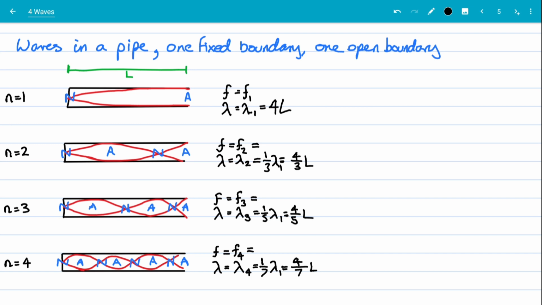Drawing the diagrams can really, really help. So what's going on with the frequencies then? Well, if the wavelength has gone down by a factor of 3, the frequency must have gone up by a factor of 3, by a factor of 5, and by a factor of 7. So that, when you multiply them together, you get the same wave speed.